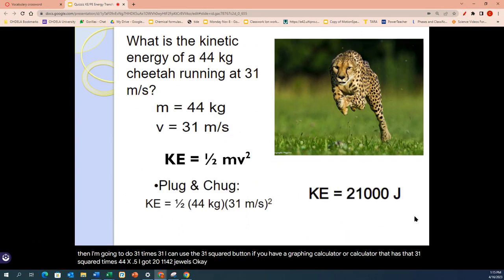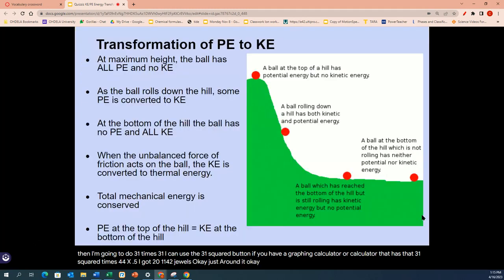Okay, just rounded it. Okay, so transformation of potential energy to kinetic energy. At the maximum height, the ball has all potential energy and no kinetic energy, right? Because potential energy talks about height, so the maximum height is the furthest away from the ground, so that has all potential energy. It's not moving, so no kinetic energy.